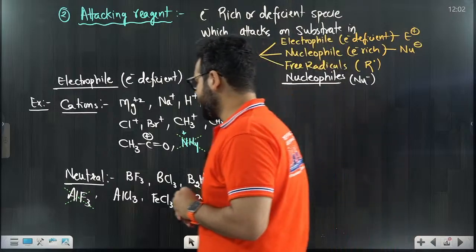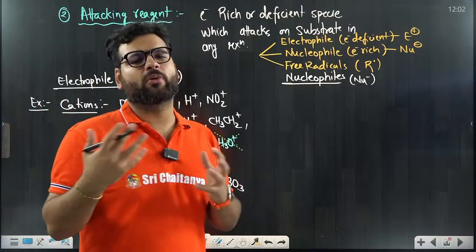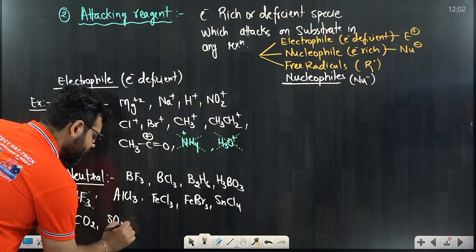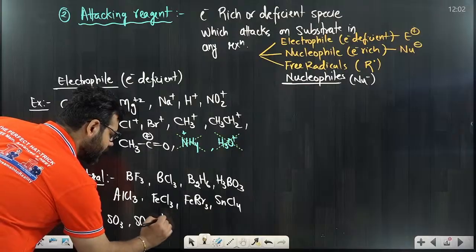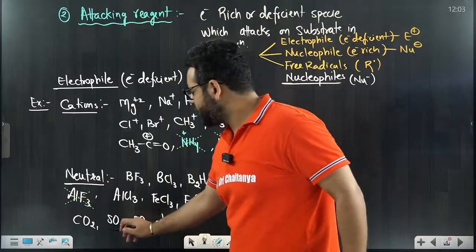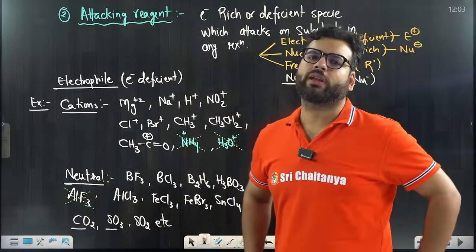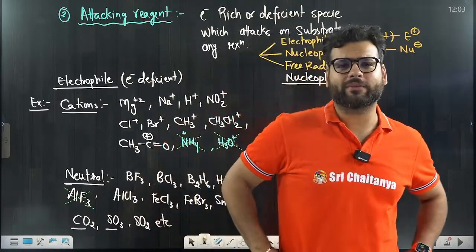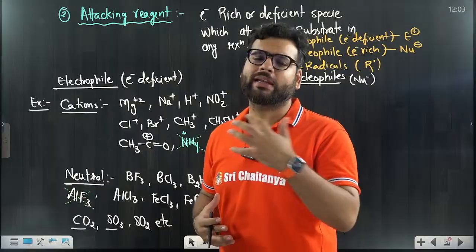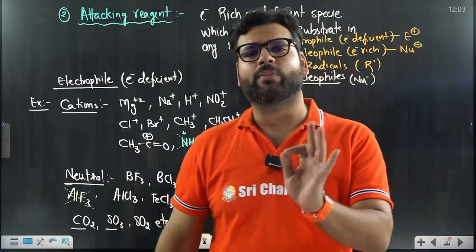Then who else? Then comes the last ones, wherever you see a double bond or triple bond with oxygen, like CO2, SO3, SO2, etc. They can also act as electrophile, like in sulfonation reaction, SO3 is a very important example. In Kolbe's carboxylation reaction, CO2 is also an important example. Kolbe's carboxylation you might have seen. When you take phenol and try to convert phenol into salicylic acid, then CO2 is used as an attacker. These are very, very important examples.